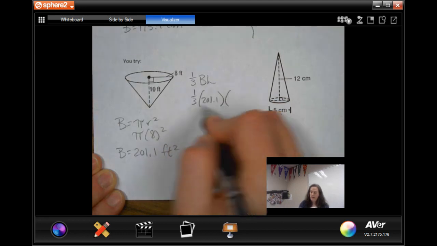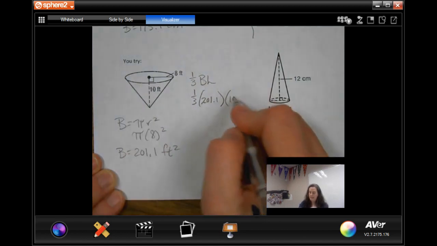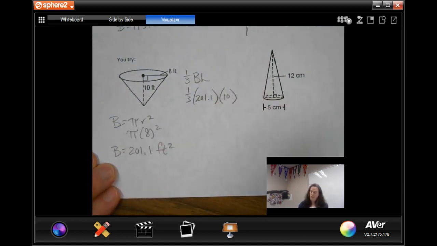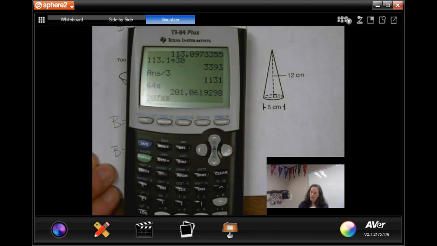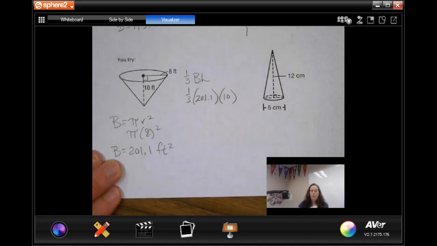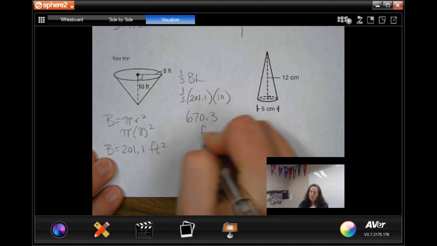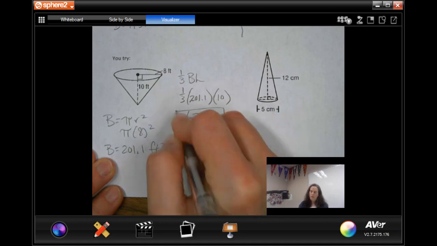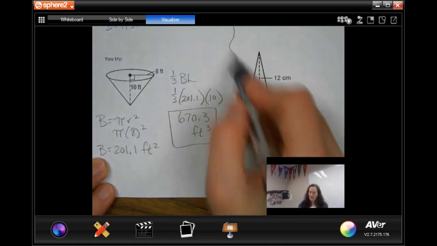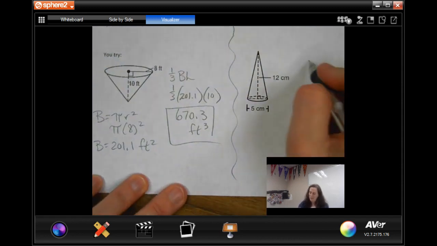We're ready to plug that in then. 201.1. Now, the height, did they give us the height of this guy? They did, 10. It's exactly what we needed. Let's do that. 201.1 times 10 divided into thirds. Did you get 670.3 feet cubed? If so, yay, you did it. Let's check your last one too then.